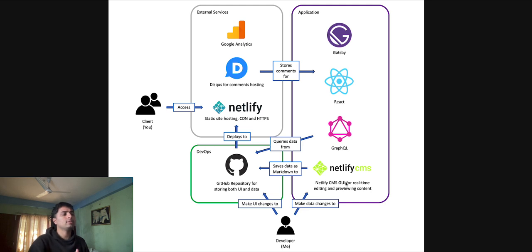So once GitHub is built and once the main branch is merged, it will automatically deploy your code to Netlify CMS or Netlify CDN, and Netlify will also provide you an HTTPS based website. It has its own CDN, and definitely it's a static site hosting service.